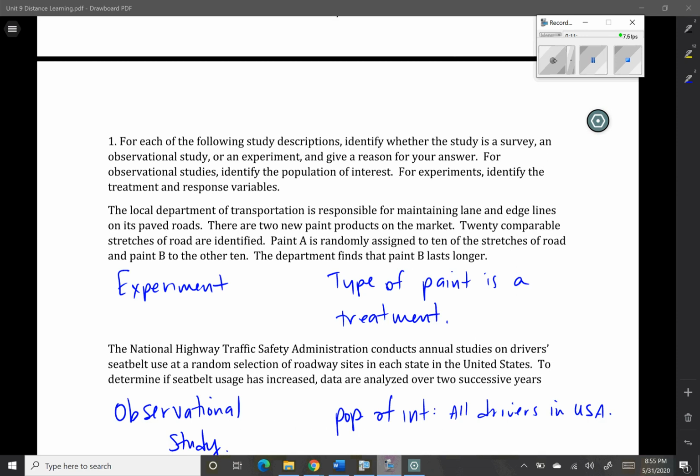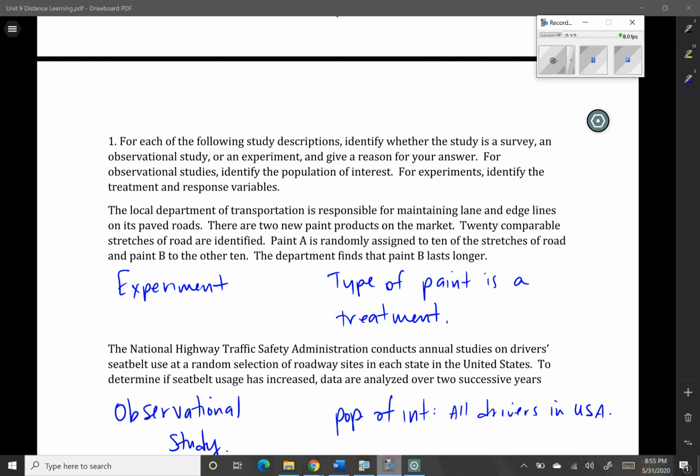All right, so welcome back to the video. Hopefully you paused it and actually tried this. Let's see how you did. So this first question I determined is an experiment. Here's why I'm saying it's an experiment. The local Department of Transportation is deciding between paint A and paint B, and I want to determine which one is going to last longer.